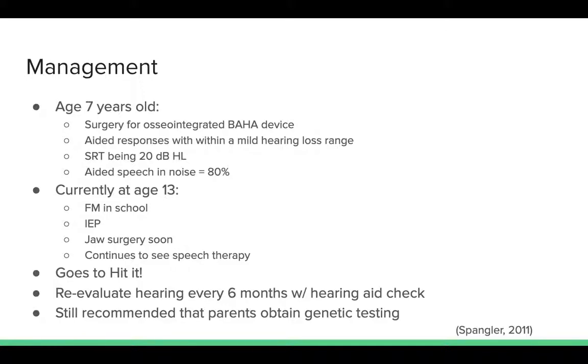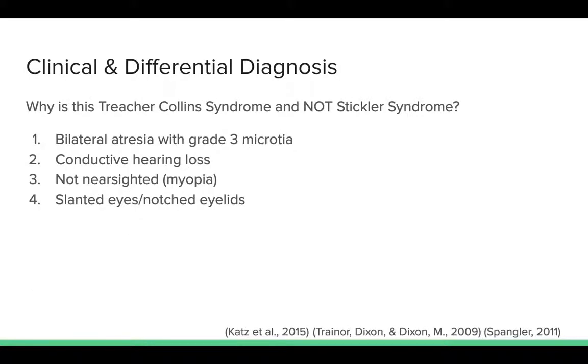It's still recommended that the parents obtain genetic testing because they don't have a family history of Treacher-Collins syndrome. So this could either be a new mutation that has manifested, or she received 2 recessive alleles from her parents. So this is a case of Treacher-Collins syndrome and not Stickler syndrome.